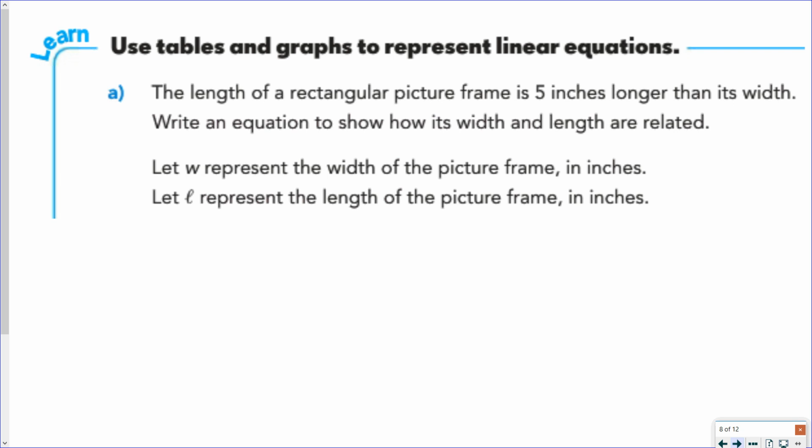So the length of a rectangular picture frame is 5 inches longer than its width. Write an equation to show how its width and length are related. Let W represent the width of the picture frame in inches. Let L represent the length of the picture frame in inches.